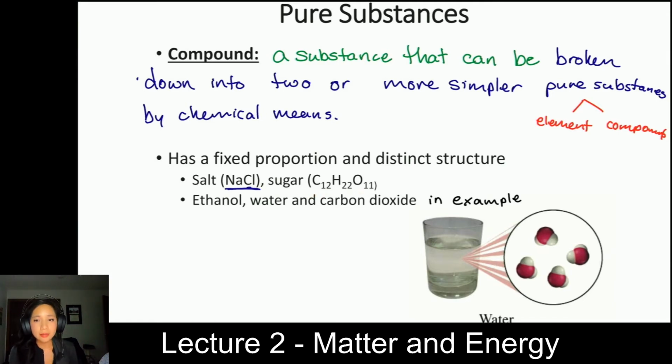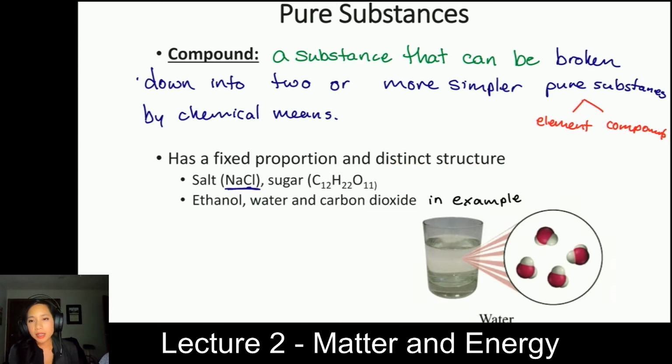Sugar, the same thing. If we have a really large sugar sample, let's say a 5-pound bag of sugar, there will always be 12 carbons for every 22 hydrogens for every 11 oxygens. That's what we mean by a fixed proportion.